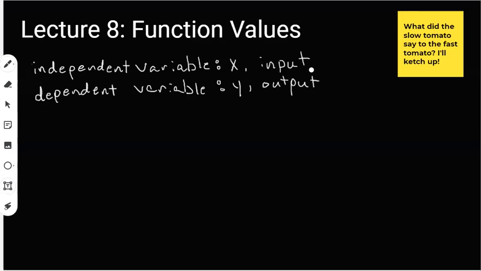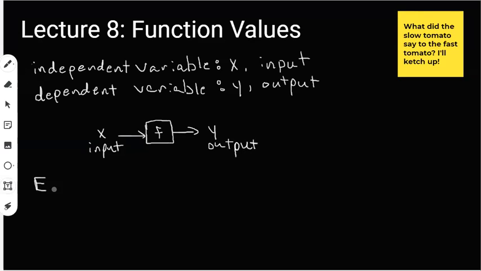So whenever you do a function, think of a function as an in and out machine. You're going to have something that's going inside the machine. The machine is called the function f. It's going to have an input, which is the x value. And then whatever it spits out, the y value, that's going to be the output. So let's do a quick example of that.